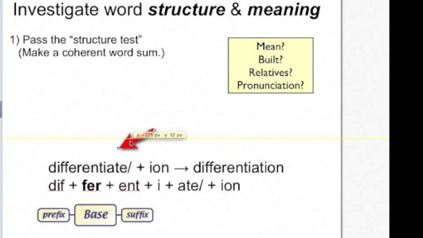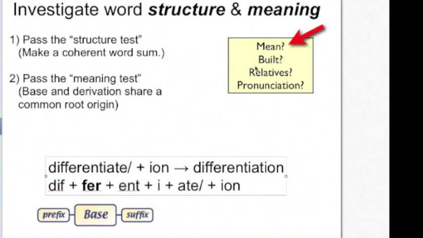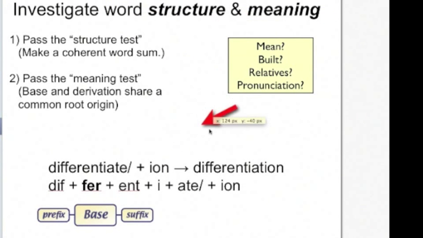This is when we need to find related words, and also we need to start understanding the second test. To prove a word sum, we don't only have to test its structure. We have a coherent word sum as long as we can prove FER, but we also have to prove the meaning. What the heck does FER mean? All the other words we had seemed logical.